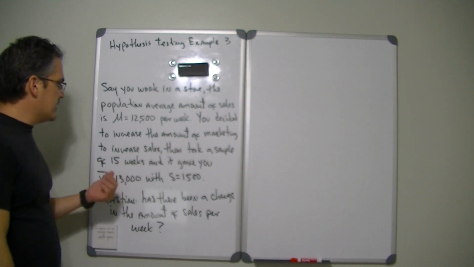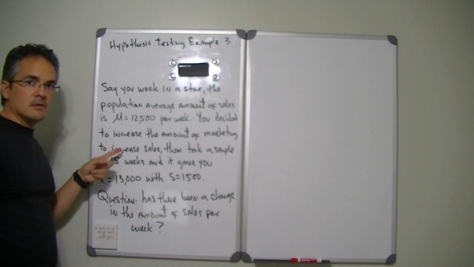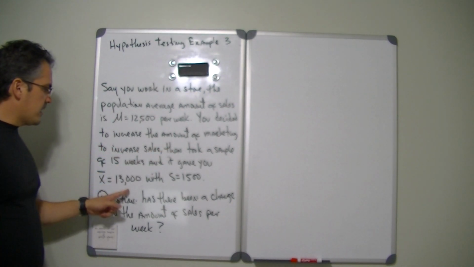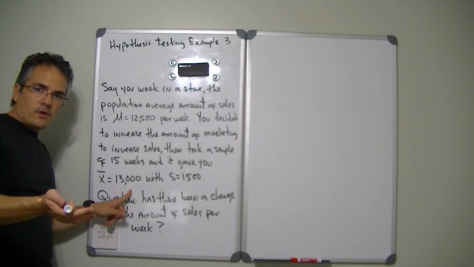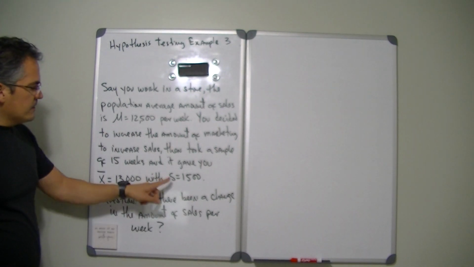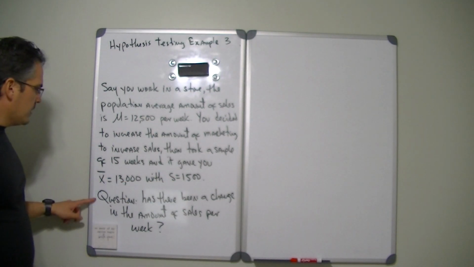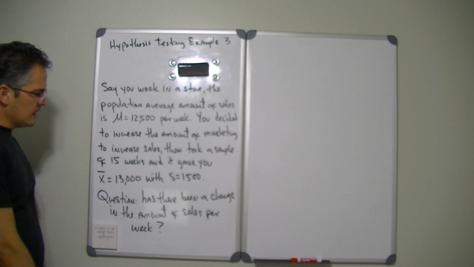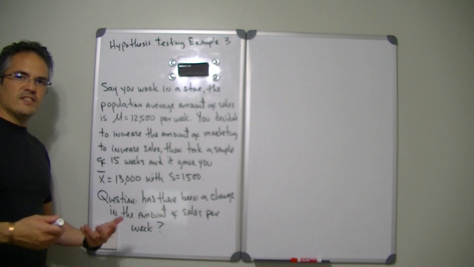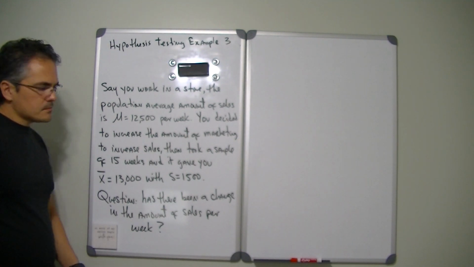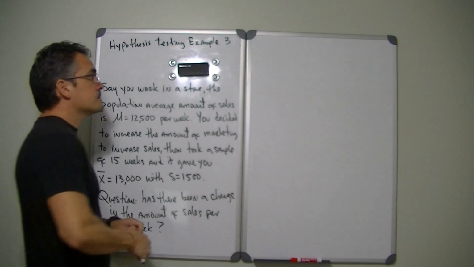So you decided to take a sample of 15 weeks of sales after you increase the amount of marketing, and it gave you an x bar of 13,000, which is higher than 12.5. Encouraging, correct? And it gave us a standard deviation of 1,500. So, the question that we have as a manager: has there been a change in the amount of sales per week? Can we say that that is true? So let's do it. Alright, step number 1.